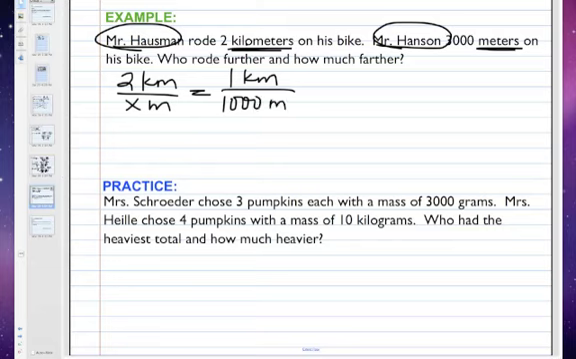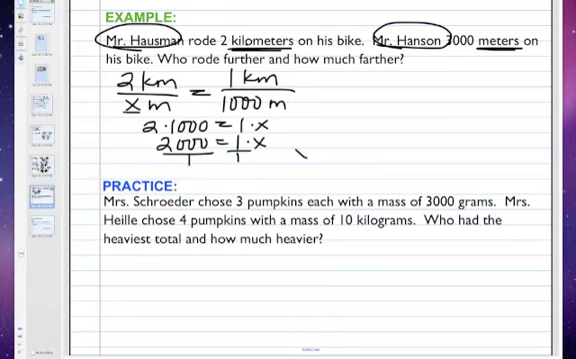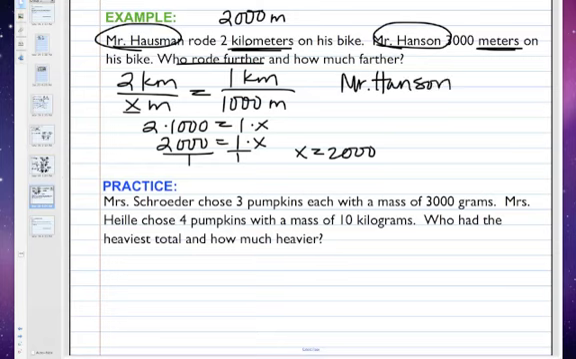Now I can use cross products to find this missing term. 2 times 1,000 is equal to 1 times x. 2 times 1,000 is 2,000. 1 times x, divide both sides by 1, x equals 2,000. So Mr. Hausman riding 2 kilometers is the same as Mr. Hausman riding 2,000 meters. So the question is, who rode further? Well, that's Mr. Hansen. And how much further? 1,000 meters.